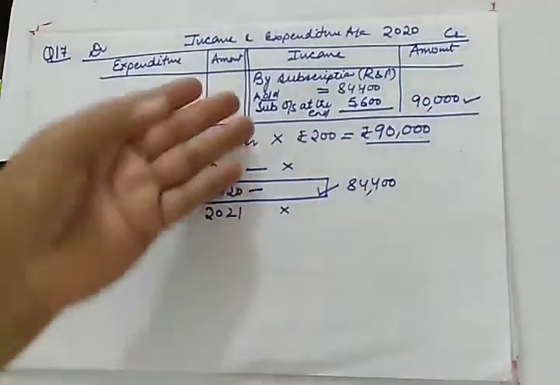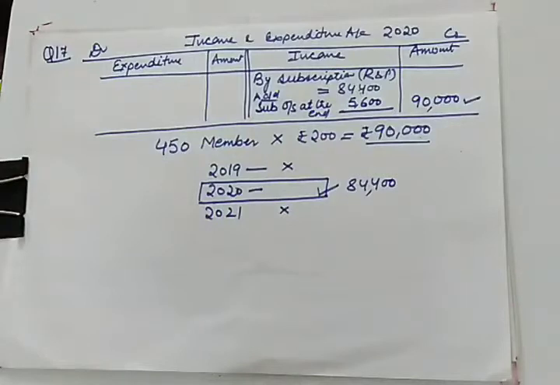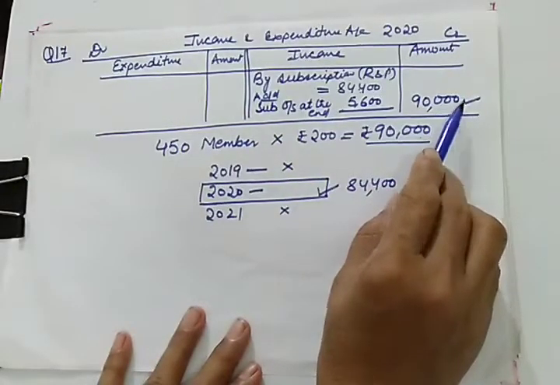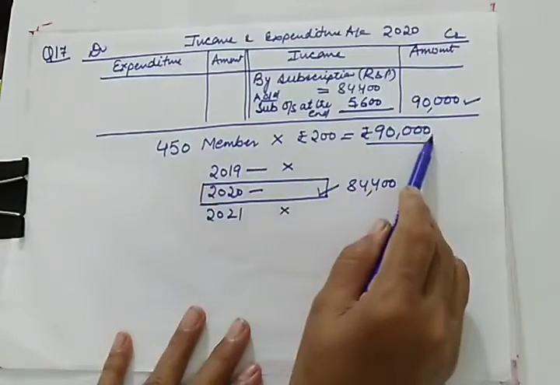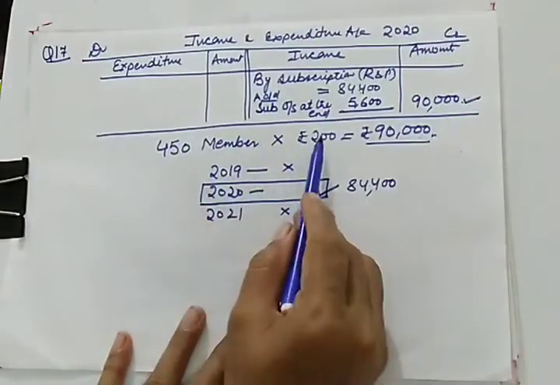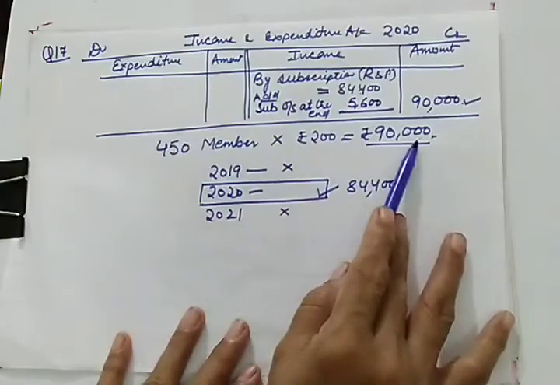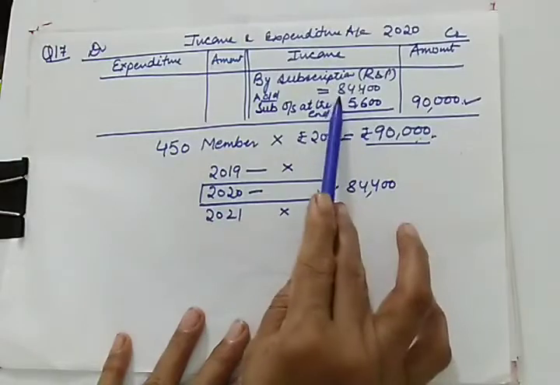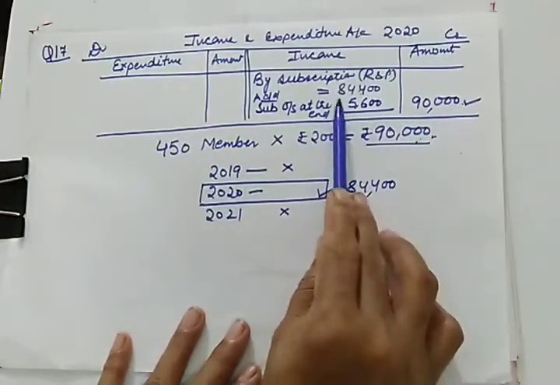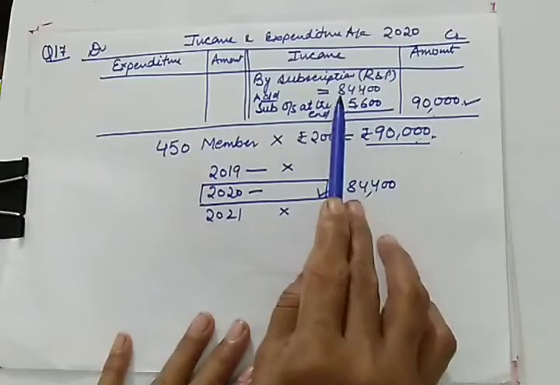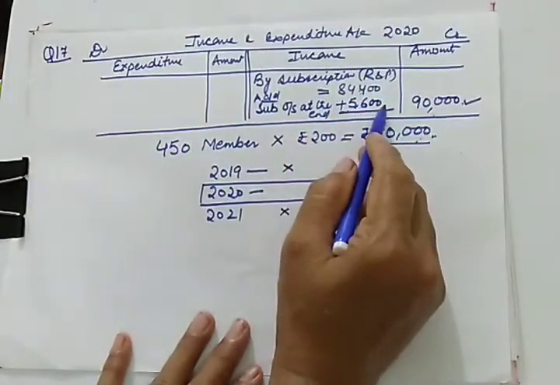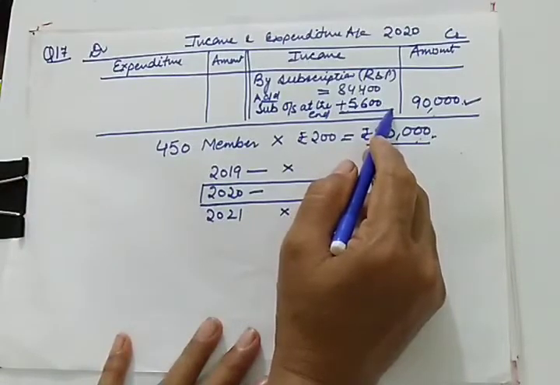You don't have to solve the full question because this is an abstract of income and expenditure. I hope all the details are clear to you, where and how to show this 90,000. 90,000 is the total subscription. Whenever such kind of details are given to you, it means the answer is available with you. What you are required to do is mold the given details according to the answer. So the difference is 5,600, which is to be added. It means this is outstanding, or you can call it accrued subscription.